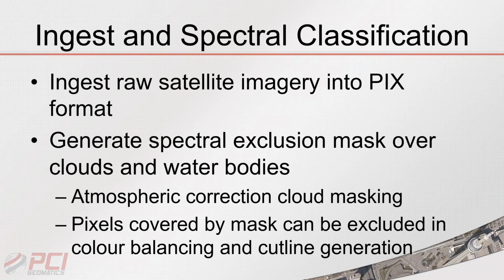Now, the first step is ingest and actually developing a spectral classification. So we can ingest all the raw satellite images into our PIX format and can generate spectral exclusion mask over the clouds and the water bodies. We can either do this through our atmosphere correction cloud masking capabilities. And the pixels that will be covered by these masks will then be excluded in the color balancing cut line generation.